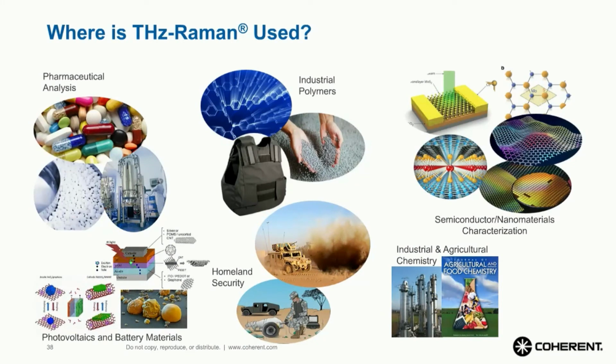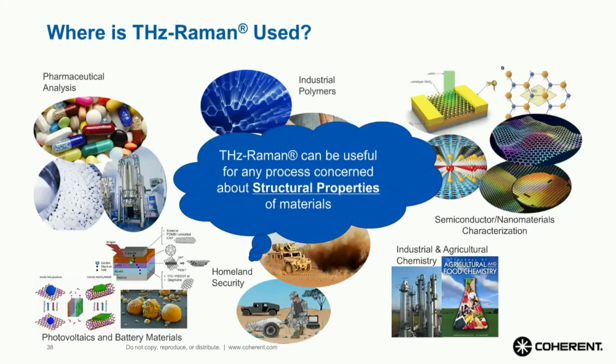So terahertz-Raman, of course, is useful for the pharmaceutical industry, but it's also very common in many other industries as well, from industrial polymers to the semiconductor materials industry and various others. So the main thing to keep in mind is that terahertz-Raman can be useful for basically any process that's concerned about the structural properties of the materials. So for the examples that John presented, you're looking at crystalline versus amorphous, but anything where the structural properties are changing, you will see these changes happening in this low-frequency portion of the spectrum.